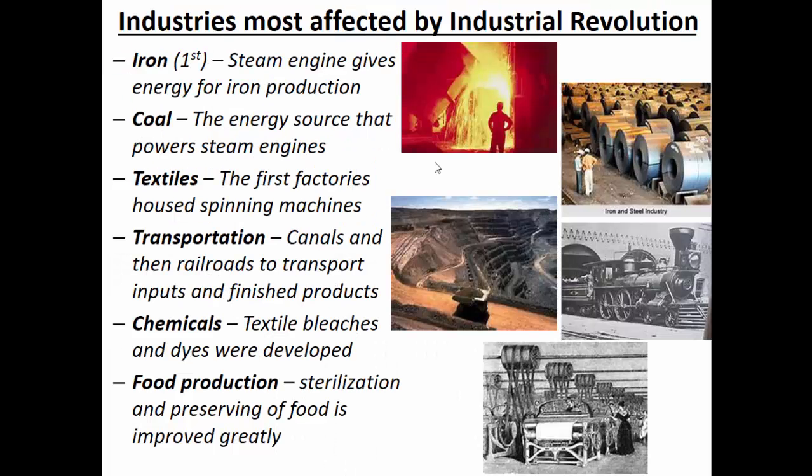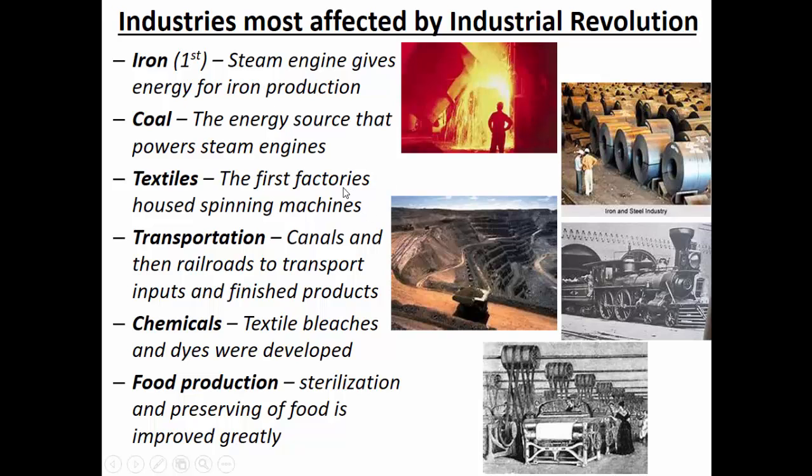Industries that were most affected begin with really coal and iron. Iron's one of the first. Steam engines give energy to produce iron. Iron ore is turned into a superheated, hardened metal that is super strong, able to build huge projects with it, including some large buildings. Of course, the key is coal. Coal is the energy source that powered steam engines. Of course, you mine coal from the ground. It's like an ore, I guess you could say, that you then burn.